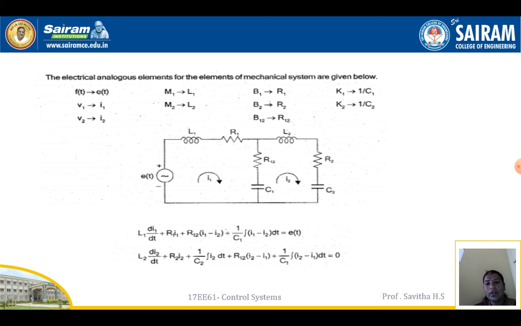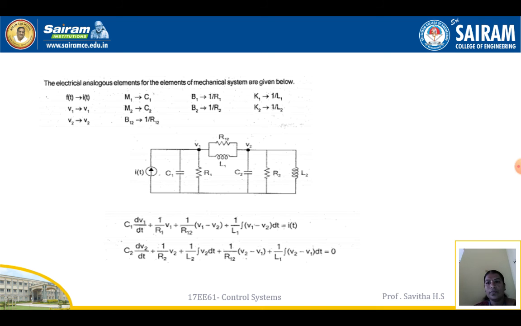For writing the equation for this: L1 di1/dt + I1 R1 + R12 (which is in between the two loops) (I1 − I2) + 1/C1 ∫(I1 − I2) dt = E(t). The next one is L2 di2/dt + R2 I2 + 1/C2 ∫I2 dt + R12 (I2 − I1) + 1/C2 ∫(I2 − I1) dt = 0.